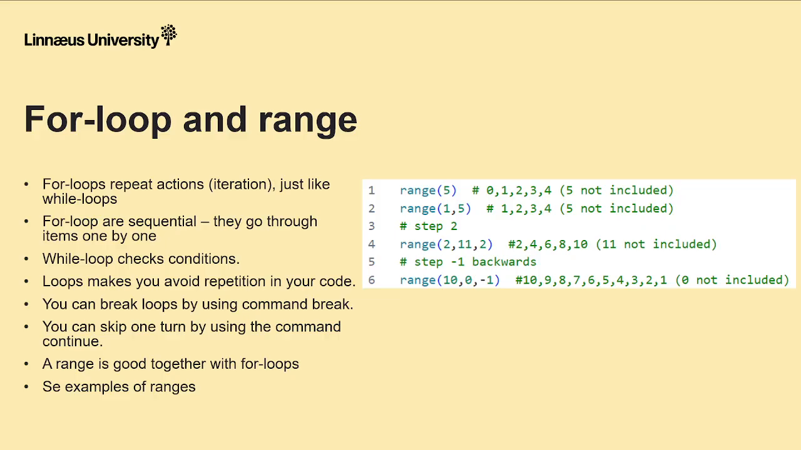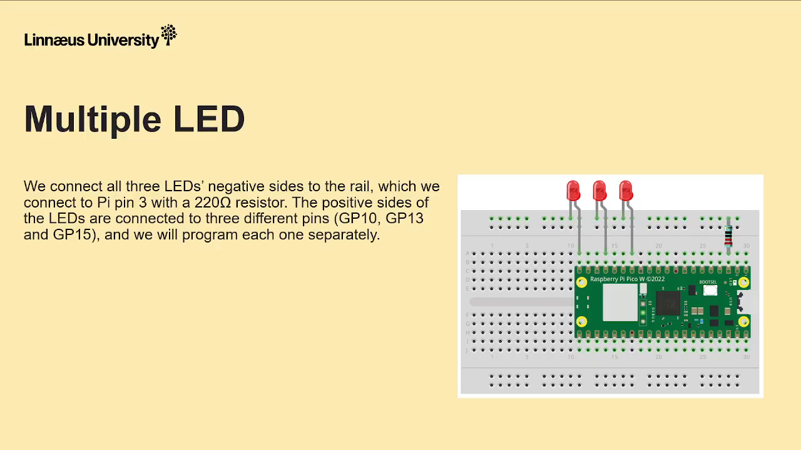In this first example, we will use another for loop, often called for each. And in the second example, we will use this range. We will connect 3 different LEDs and use the short leg, the negative, on a rail that we connect to the ground using a resistor. And the positive sides are connected with 3 different pins, in this case 10, 13 and 15. And we will program each one using a loop.